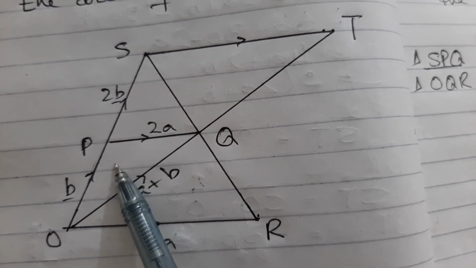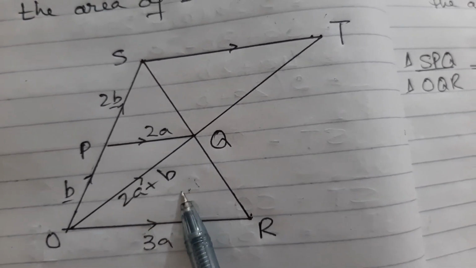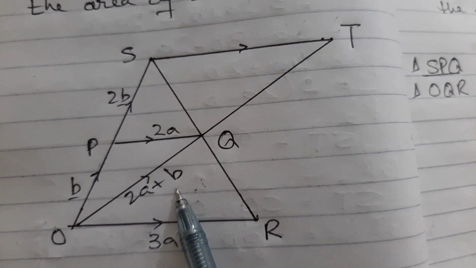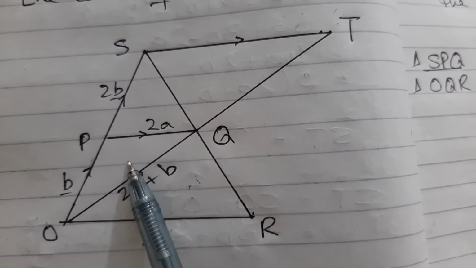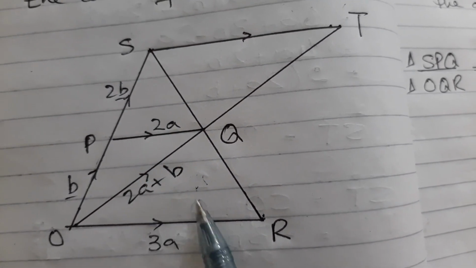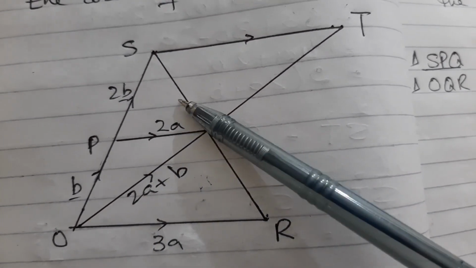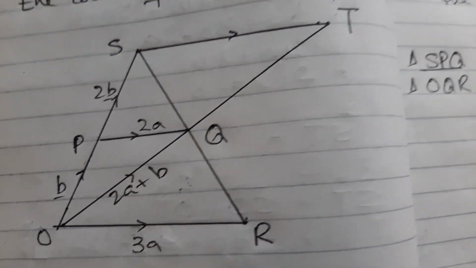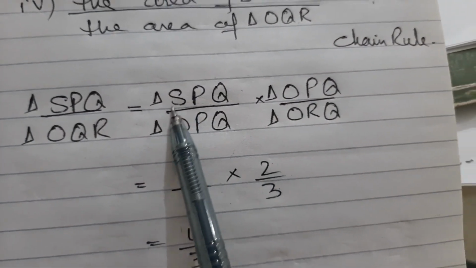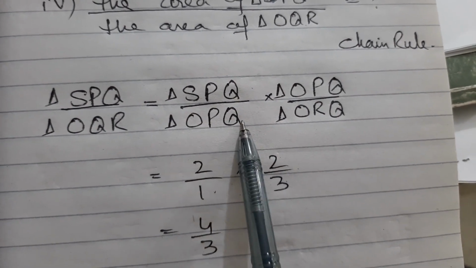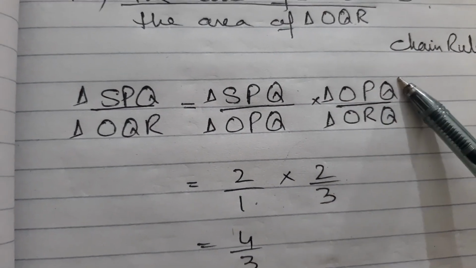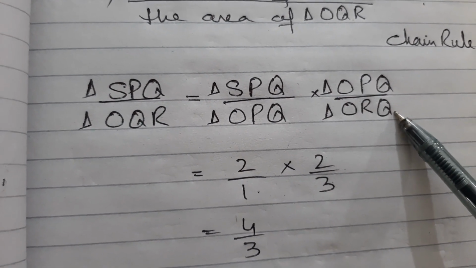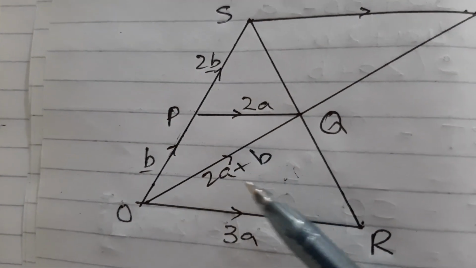We have done in part 1. Similarly, this and this also connect, share common height. So there is a connection between them. So this triangle is a common thing between them and them. So we will make a chain rule of this triangle with this and this triangle with this. So how will I write here? I will write SPQ over OPQ, and then OPQ over ORQ.